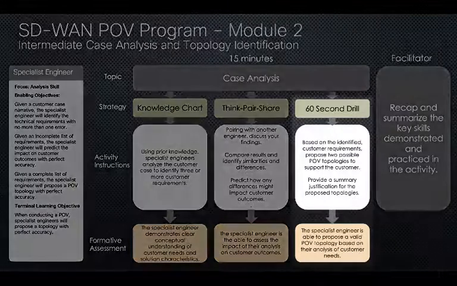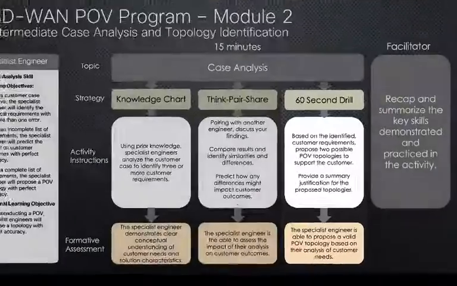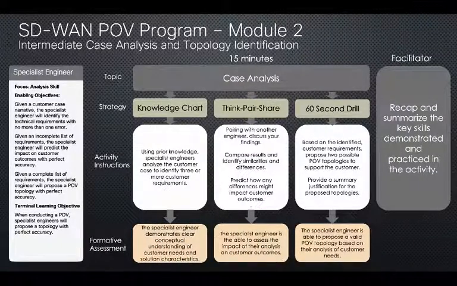In the last portion of the activity, the engineers are asked to propose 1 primary and 1 alternate proof of value topology matched to the customer requirements. The engineer should also be able to justify their proposal by linking the topology to the customer requirements. The facilitator evaluates the proposed topologies and justifications as part of a formative assessment to determine if the proposal is supported by the data and the reasoning is logical. This part of the activity is estimated to take 3 to 5 minutes.